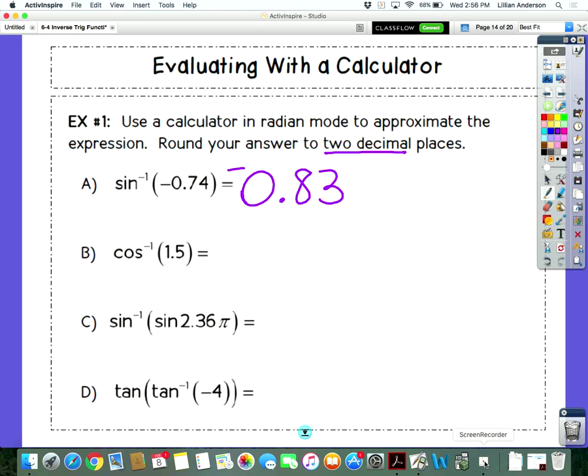You guys have the rest. I know you do. Okay? I didn't know we were doing it. Yes, you press the second button and then you press the trig button, whatever it is. Yeah. And then you type in the value.